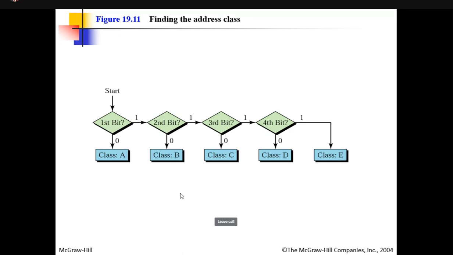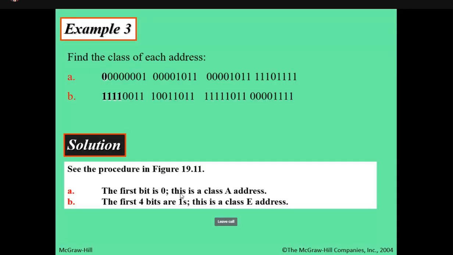Now this is one of the algorithms for finding the address class. Start: if the first bit is 0, then it is class A. If it is 1, go to the next bit. What is the second bit? If 0, it is class B. Now check the third bit. If it is 0, it is class C. Check the fourth bit. If it is 0, it is class D. If it is 1, it is class E. This is one of the algorithms for finding the address class.